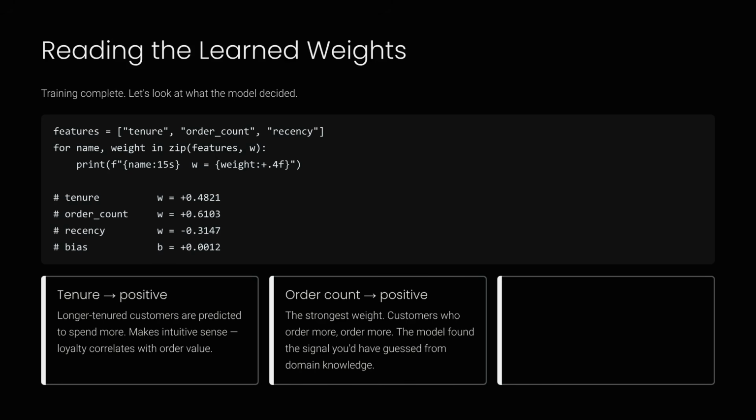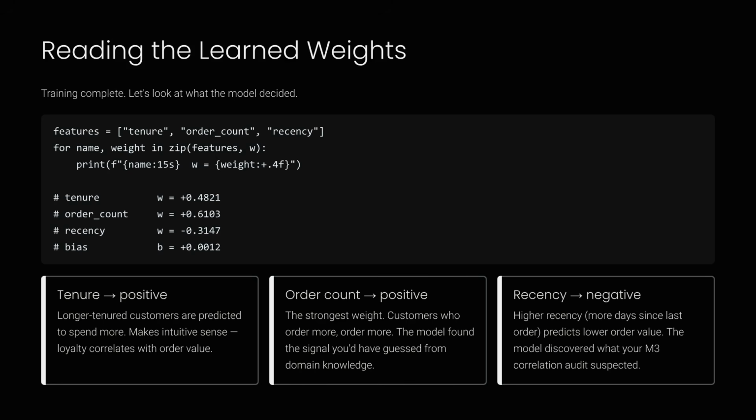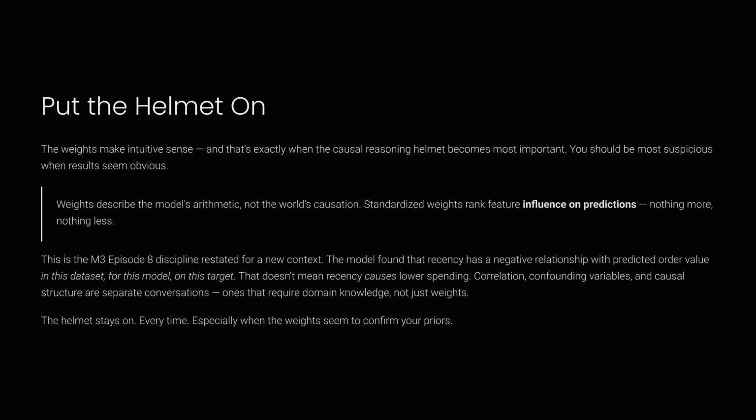We find that tenure and order count have positive relationships with predicted value, while recency has a negative one, confirming the domain knowledge we uncovered earlier in our correlation audit. Even when weights make intuitive sense, remember to keep your causal reasoning helmet on.